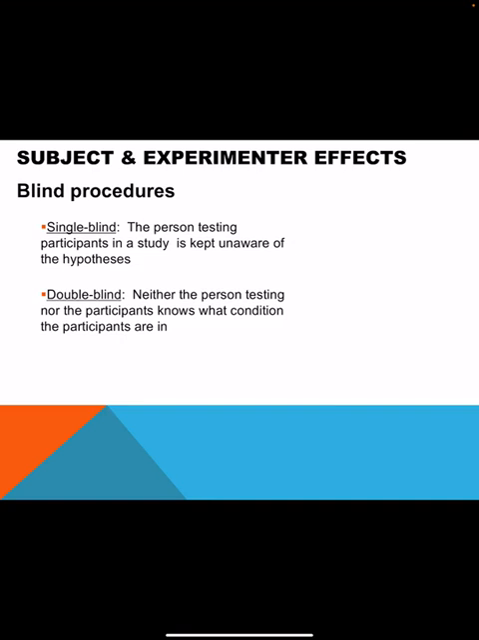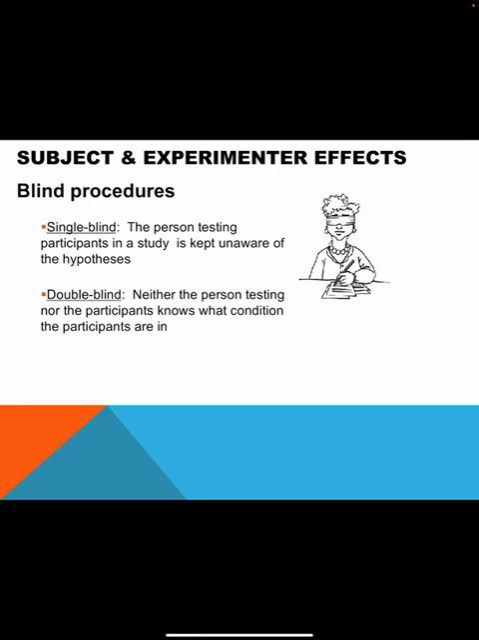If we want to get a little more specific, we can talk about things you can do to help combat subject and experimenter effects. These, all told, are called blind procedures. So there's a couple of different blind procedures. The first one is a single blind, and that's when the person testing participants in a study is kept unaware of the hypothesis. For example, I gave an example. How many times can I say example in that sentence?